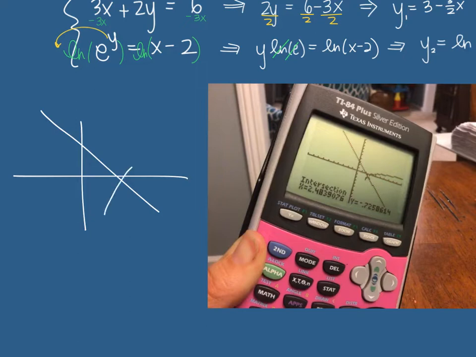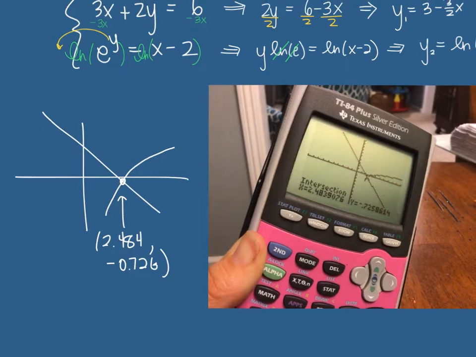Maybe a little bit lower, there we go. Okay, and then identify those values. So you would maybe put an arrow or something and say 2.484, comma, negative 0.726. Okay, so I just need a sketch of what it looked like overall.